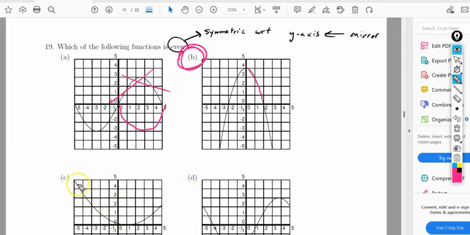If this part is looking into a mirror and the y-axis is a mirror, its reflection is going to be something like that, and that's not what you have there. And again, you can start on the other side. If this part is looking into a mirror, its reflection is going to look something like that, and that's not what you get with that one. So this is the only one that's symmetric with respect to the y-axis. The y-axis acts like a mirror. It's even. So the answer to number 19 is B.